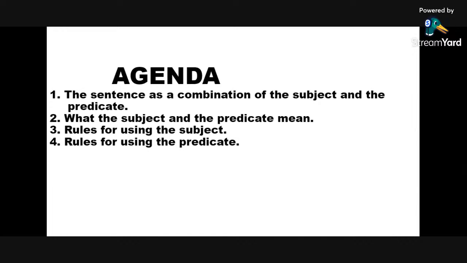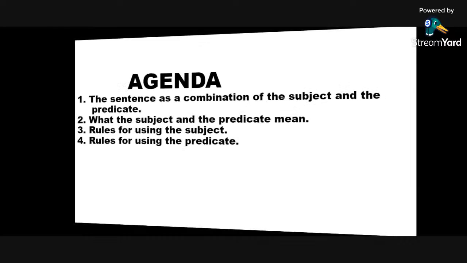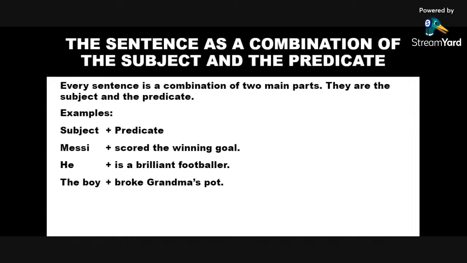Number 1, the sentence as a combination of the subject and the predicate. Number 2, what the subject and the predicate mean. Number 3, rules for using the subject. Number 4, rules for using the predicate. Let's begin with looking at the sentence as a combination of the subject and the predicate.